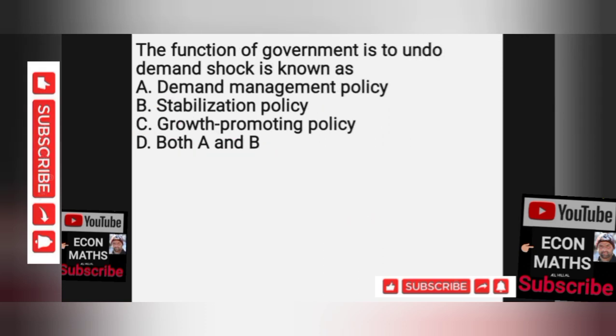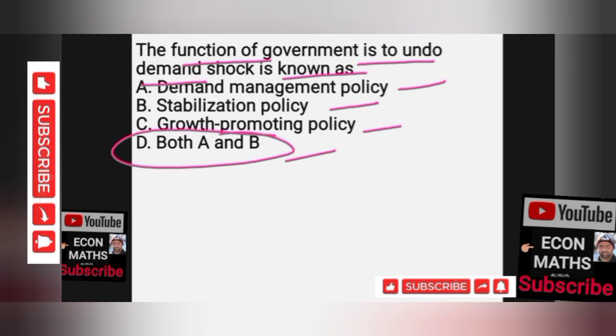Next question that was asked was, the function of government to undo demand shock is known as demand management policy, stabilization policy, growth promoting policy, both A and B. So the correct option is D, both A and B. Demand management policy and stabilization policies are used to undo any demand shock.